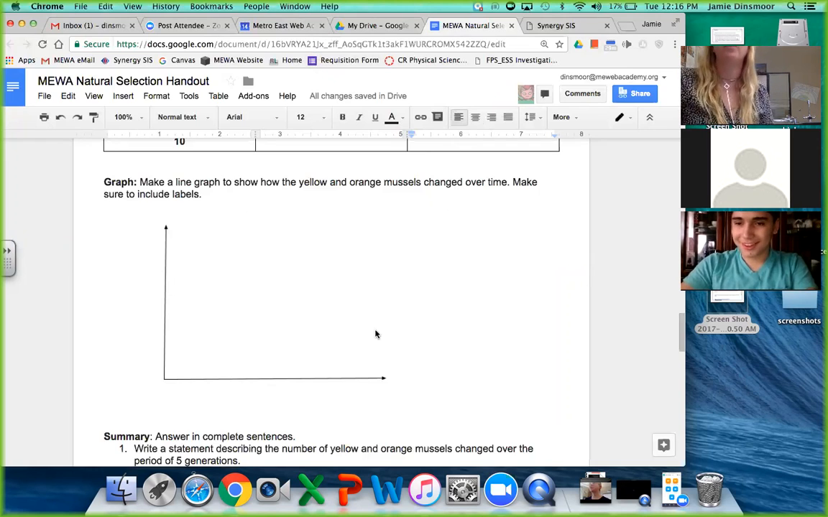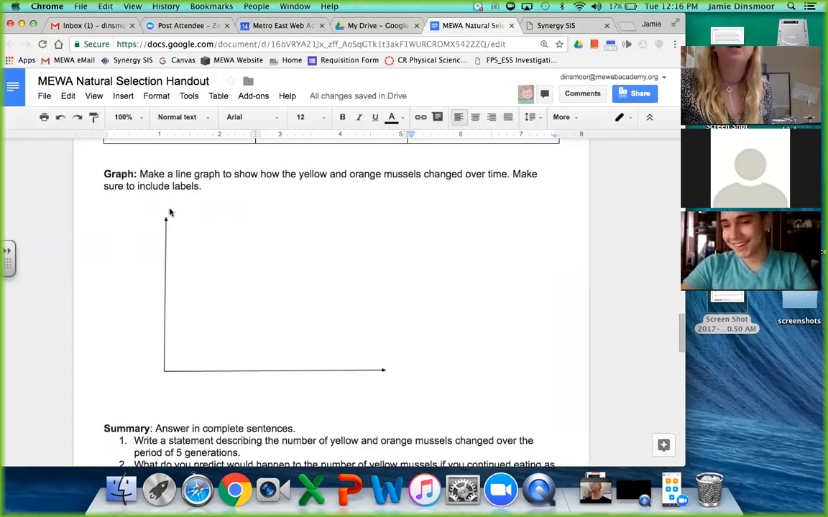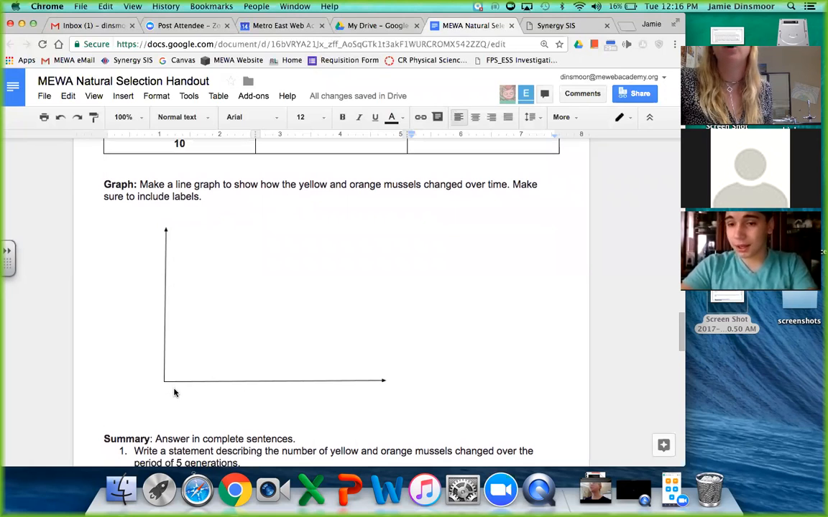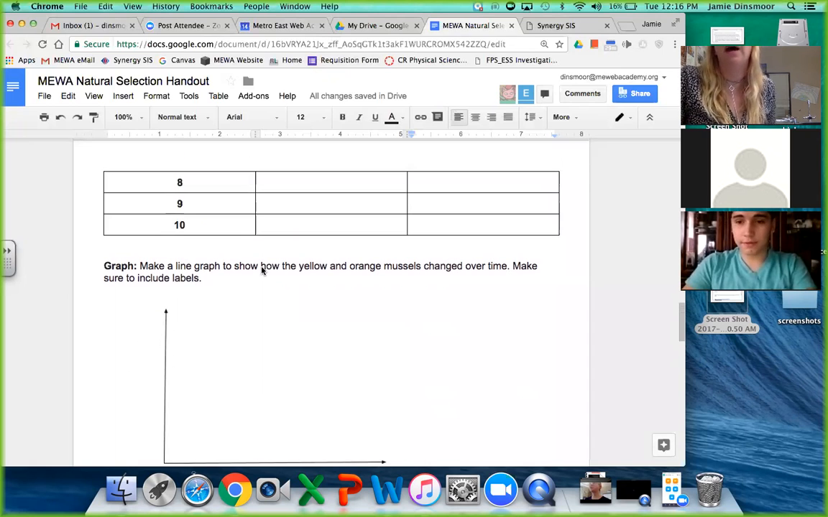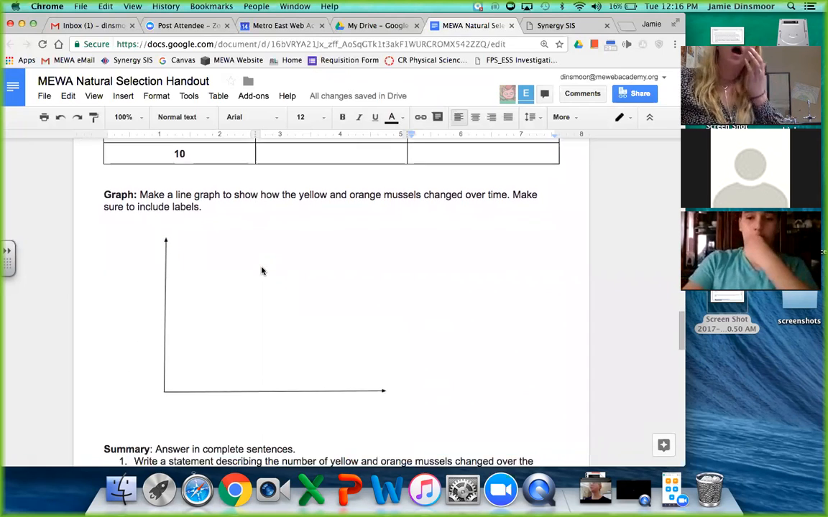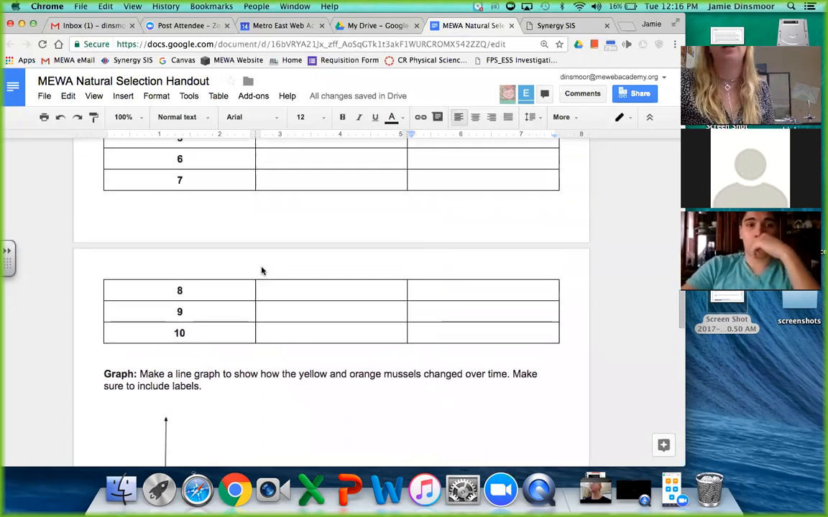Okay, there we go. For the graph, you can do the graph by hand, right? Showing how they changed over time. So ideally, you're going to put the generations on the bottom, generation 1 through generation 10. And then on your y-axis, you're going to go up to 10, because the max number you can have is 10. You can graph your individual data, that's fine.